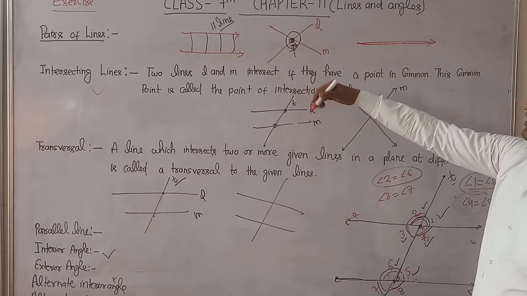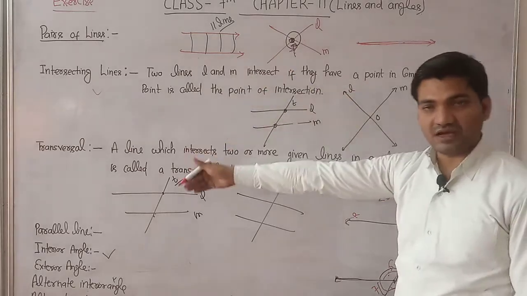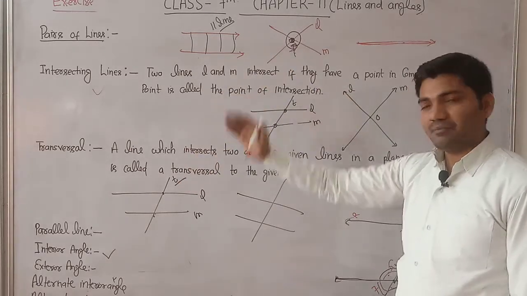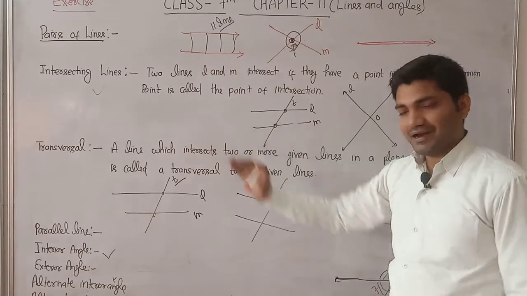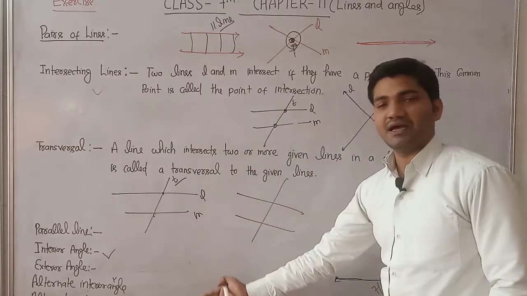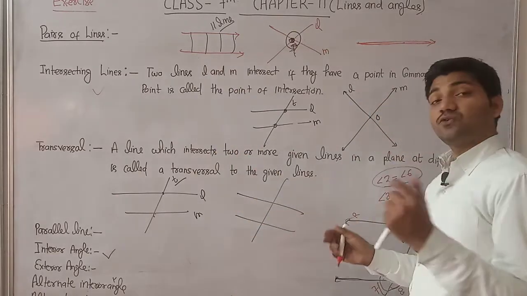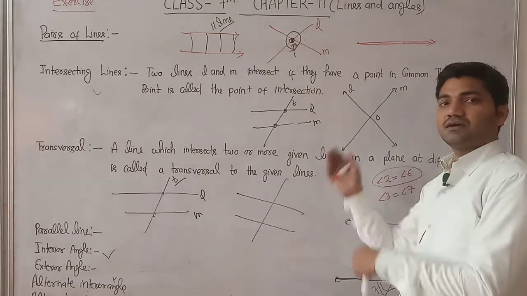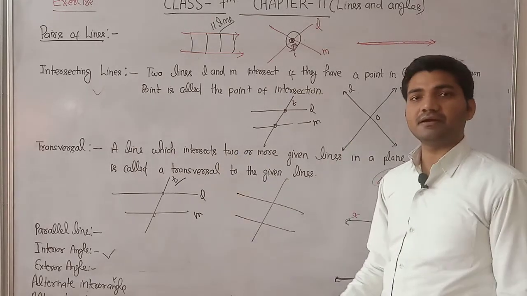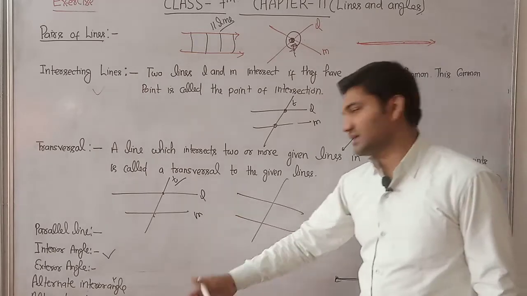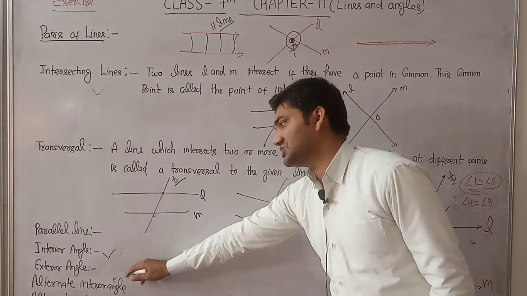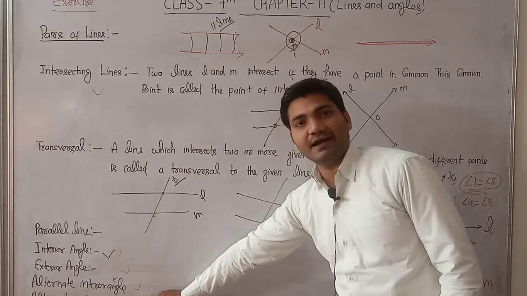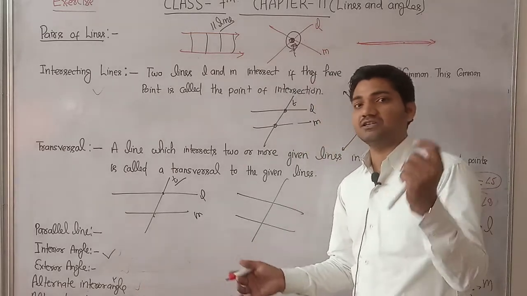First we discussed pairs of lines: intersecting lines, parallel lines and transversal. Second, we discussed the many angles formed if two lines are intersected. Third, if a transversal intersects the two lines, many angles are formed: interior angle, exterior angle, alternate interior angle, alternate exterior angle, and last, the corresponding angle.